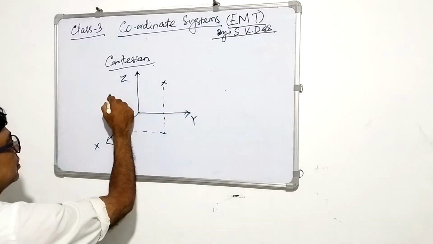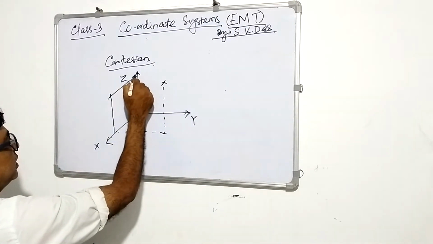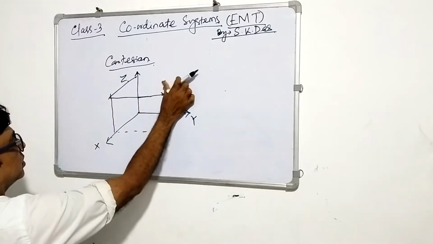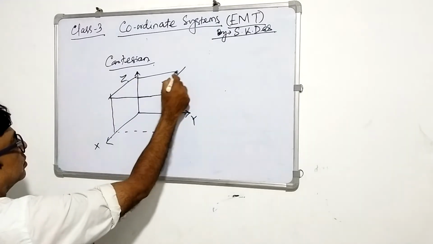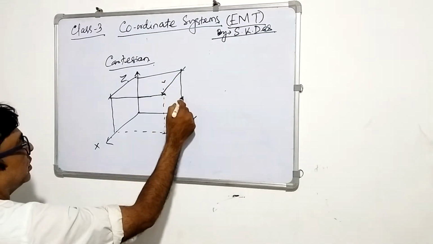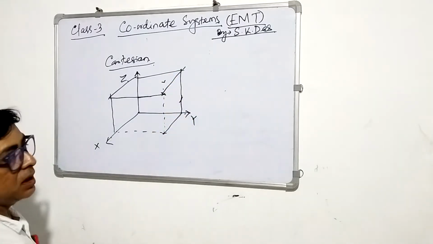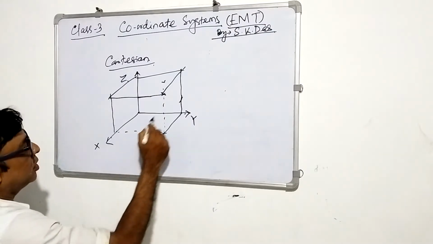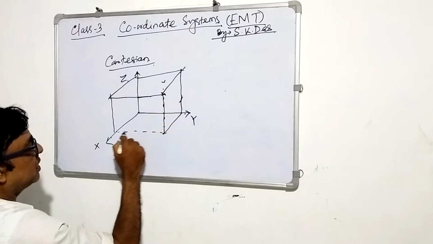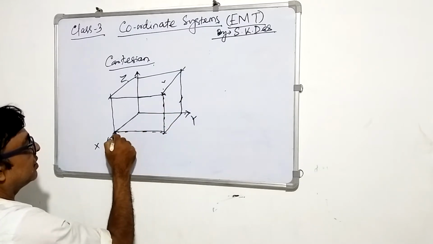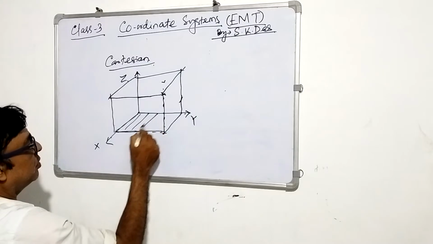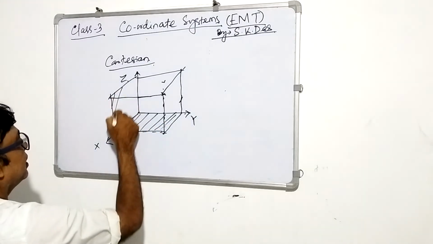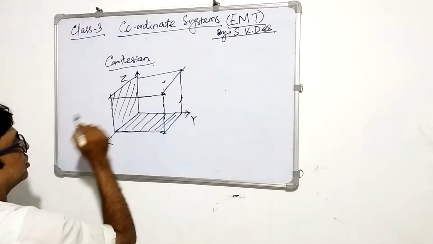If we complete this, it will take the shape of this box. It has 6 faces. This one is nothing but the xy plane, where the z coordinate is 0. Similarly, this one refers to the xz plane, where y is 0.